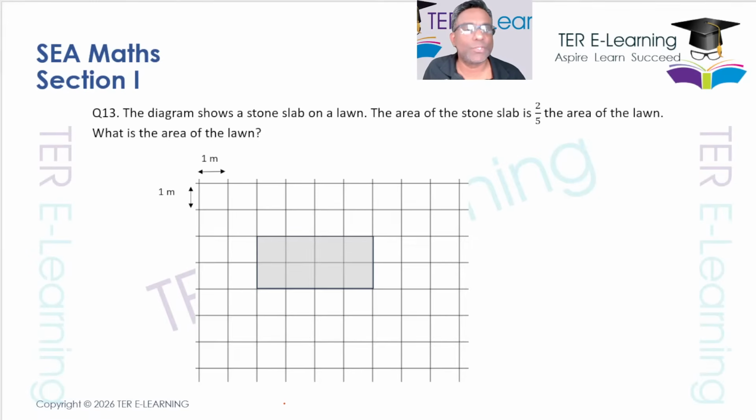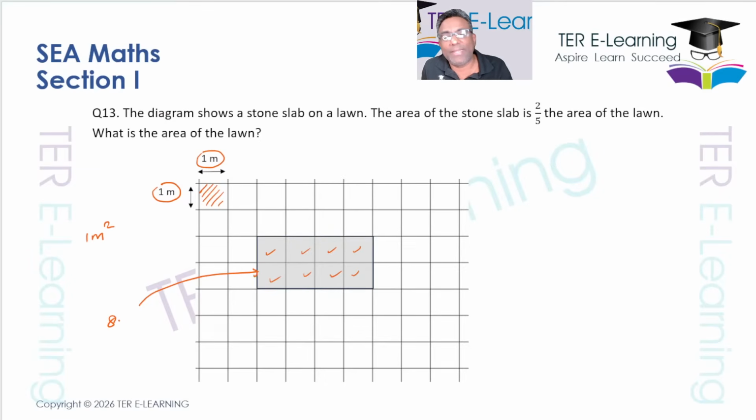Right, so I've seen people saying 20. So what I would do in a question like this, the slab is drawn on a grid and the grid is 1 meter by 1 meter. So that means that the area of one of these small squares is actually 1 meter squared. So what I would do, I'd look at this concrete slab here, which is 1, 2, 3, 4, 5, 6, 7, 8. So the area of the concrete slab is actually 8 meters squared. Now that 8 meters squared corresponds to 2/5 of the area of the whole lawn.